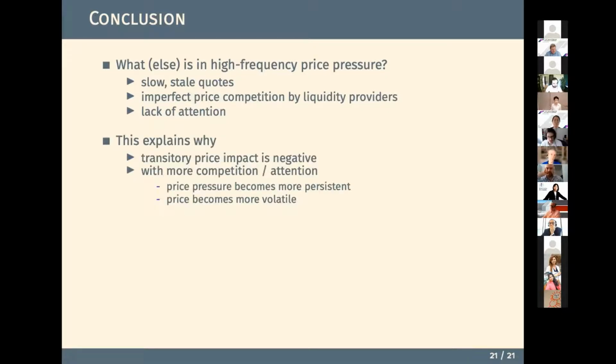This also explains why, with more competition or more attention, the price pressure actually becomes more persistent and the price becomes more volatile. All right, so I'll stop here and I look forward to your discussion and comments. Thank you very much.